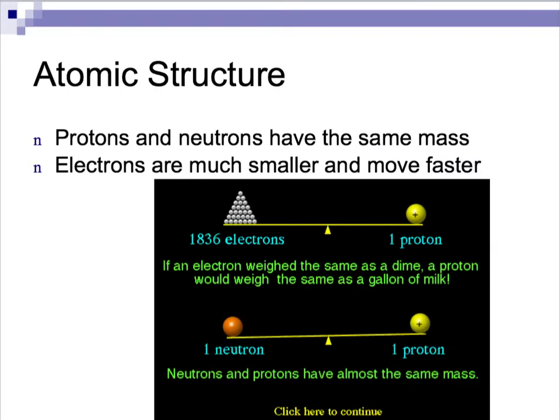Because of that, they're able to move a lot faster. So this picture, I really love it because it gives you a good idea of the comparison between the different types of particles that are in an atom. So if an electron weighed the same as a dime, so imagine holding a dime in one hand, a proton would be the same as a gallon of milk. So if you compared the mass of the two, you would tell that there's a huge difference. And this bottom part shows how neutrons and protons do almost have the same mass. Neutrons are a tiny bit more massive than the protons.